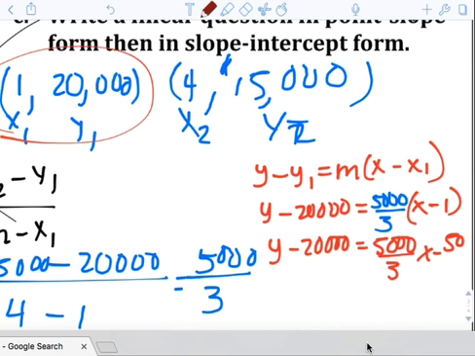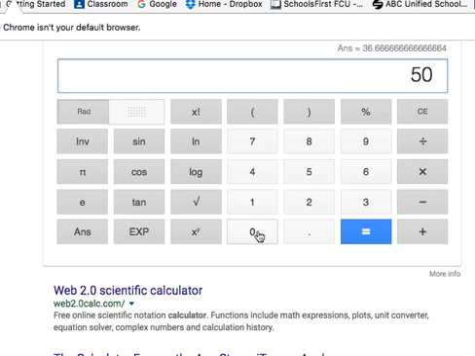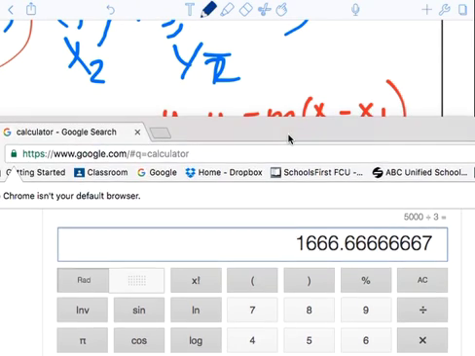Okay, let's see what 5,000 over 3 is. Clear. 5,000 divided by 3. Uh-oh. Where's the X button? Okay. Equals. Ha, look at that. How many 6s there are. Okay, that gets you 1,666.6 repeating. That's what it gets you.